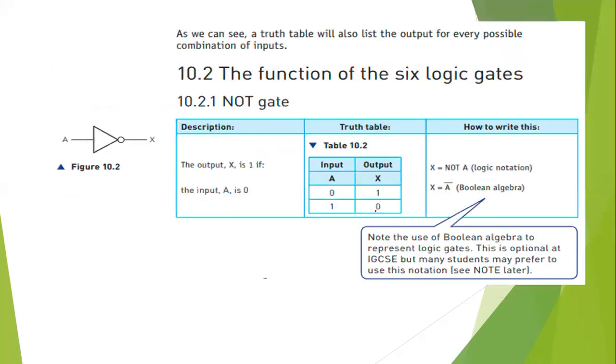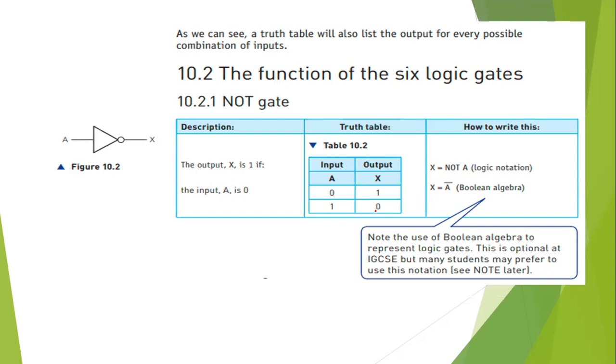Now let's see next. This is the NOT gate. Here 3 columns are given: description, truth table, and how to write this. You have to understand all of these. You can read it like this: the output X is 1 if the input A is 0. Means if you input 0, it will give 1, and if you input 1, it will produce 0. So basically, it inverts the input.